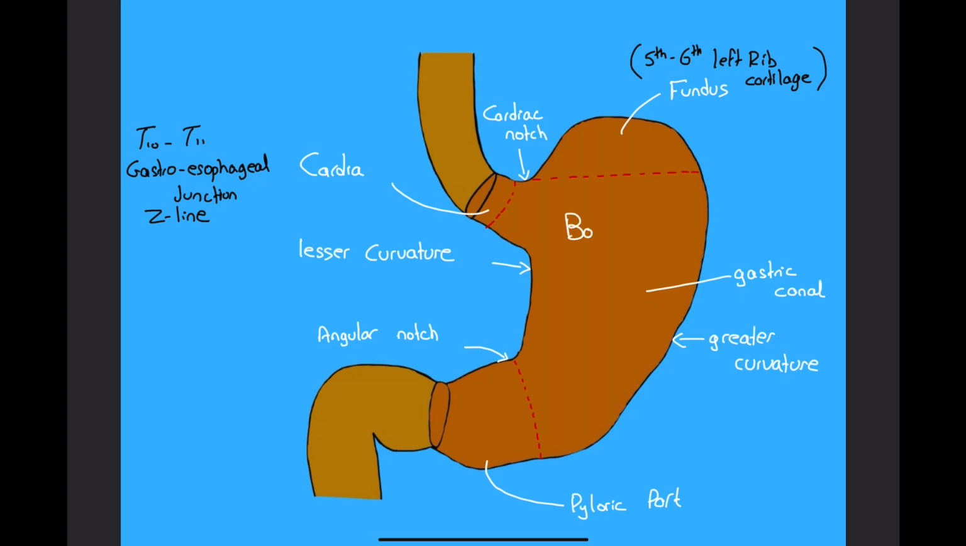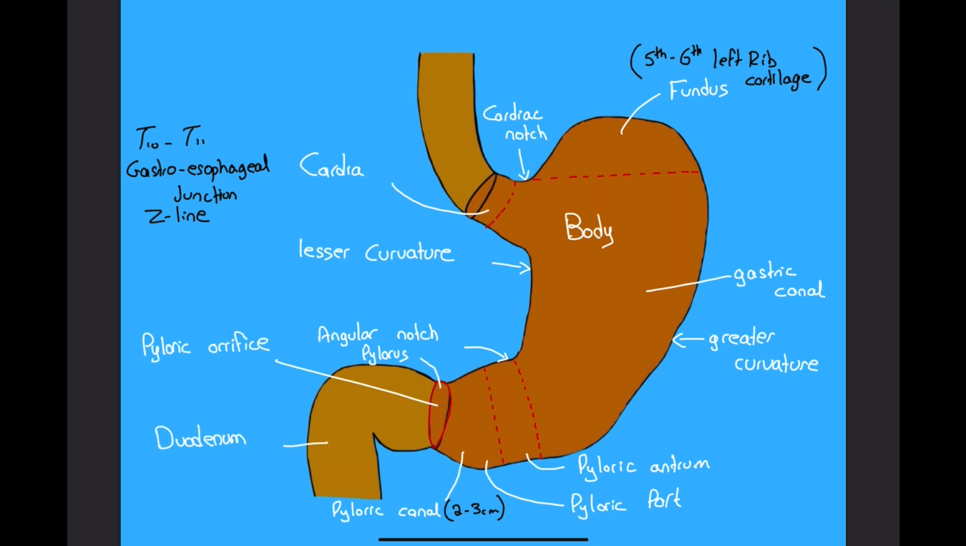This part here is the body of the stomach, and it runs inferiorly, meaning downwards, and medially. The pyloric part of the stomach is the distal part of the organ. In between the body and the pylorus is the pyloric antrum. It is found at the level of the angular notch. The pyloric canal is 2 to 3 centimeters long and is heading towards the pylorus. It is a transition between the stomach and the duodenum, and it has a pyloric orifice.